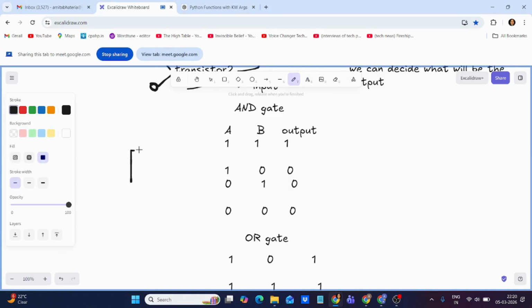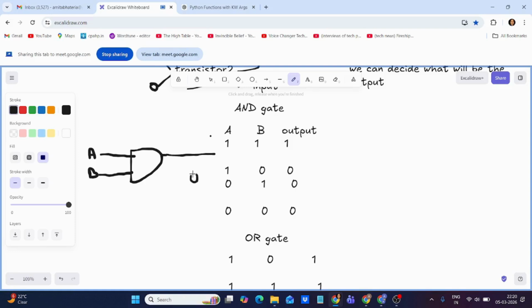Right, so this is the AND gate. This is one of the inputs, A, to the gate. This is the second input, B, to the gate, and this is the output from the AND gate. And how can we calculate it? If we say this is input A to the AND gate, this is input B, and this is the output.